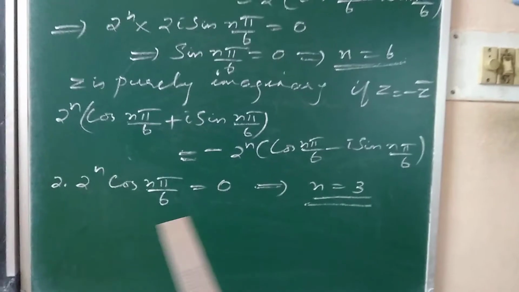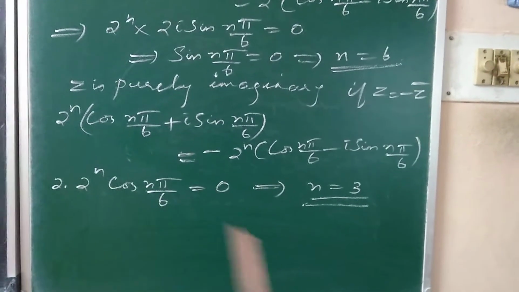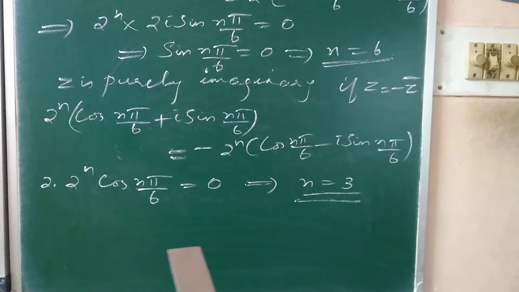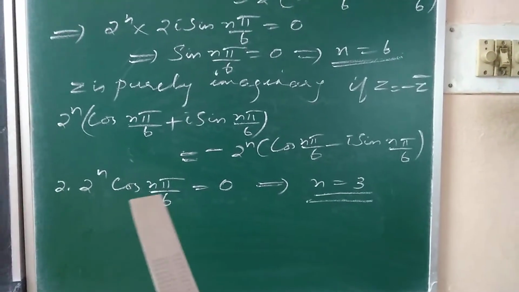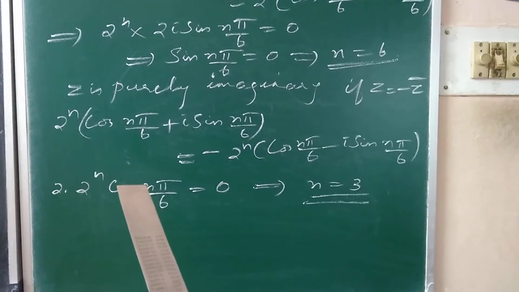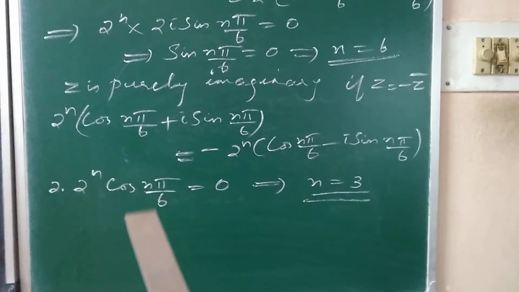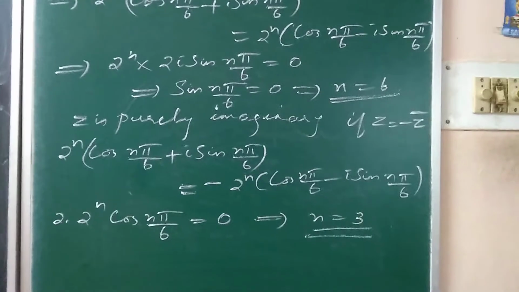So again this term will become 0 only if cos n pi by 6 is 0, and cos theta becomes 0 when theta is pi by 2. So to make this pi by 2, what happens here? You have to substitute n as 3, then only it becomes pi by 2. So the least positive value is 3.